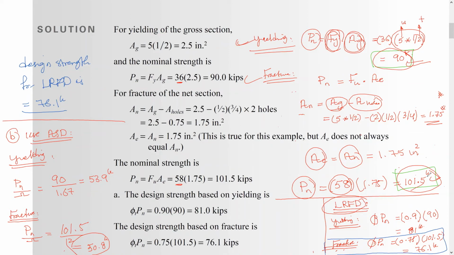Right now, if you have been asked to find it for the LRFD method, you have to use different factors, which are 0.9 here and 0.75 here, and make a comparison if that was a requirement. You have to compare it with the load combinations for the LRFD method. For the ASD method, the nominal strength based on yielding and fracture is the same. The difference here is just the safety factors. By this, you find the design strength for the tension member based on the LRFD method and ASD method easily.